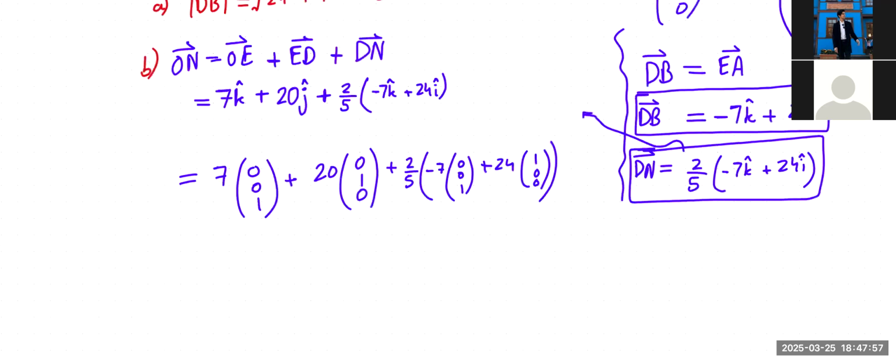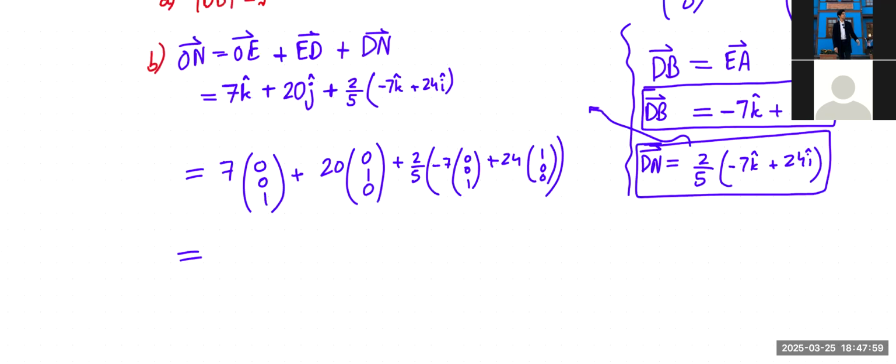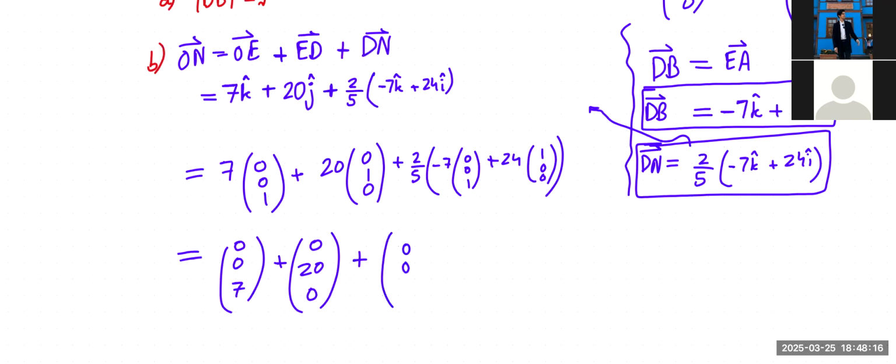Now we can add all of these together, right? So 7 times 0, 0, 1 is just 0, 0, 7. This is just going to be 0, 20, 0. Over here we have minus 7 times 2 over 5, so minus 14 over 5. Minus 14 over 5 times 1 would just give you 0, 0, minus 14 over 5. And again, you have 2 over 5 times 24, which is 48 over 5. So you end up with 48 over 5, 0, 0.